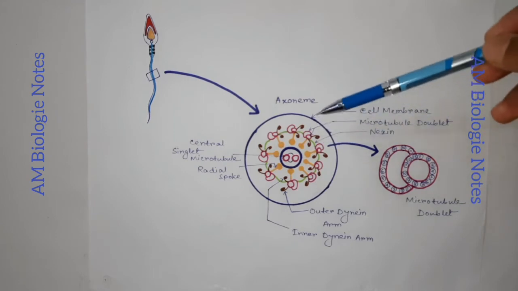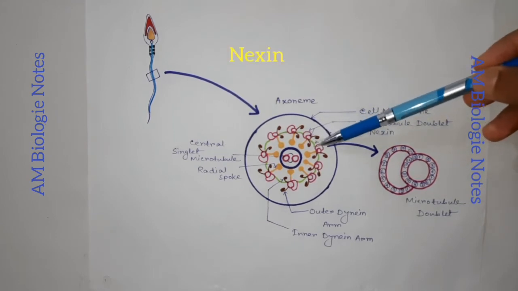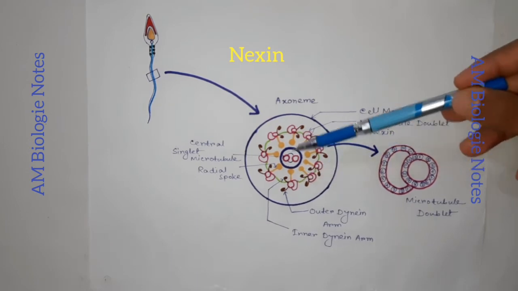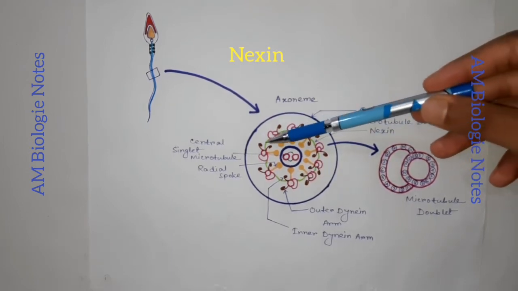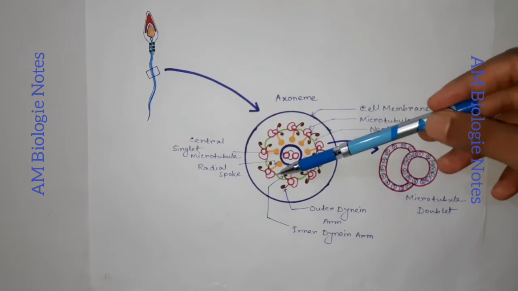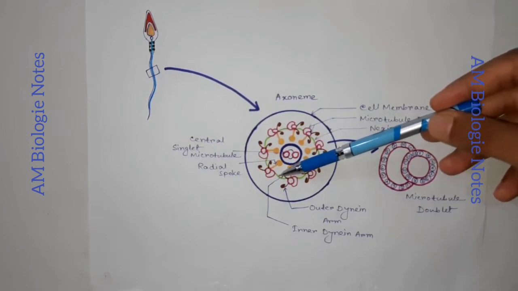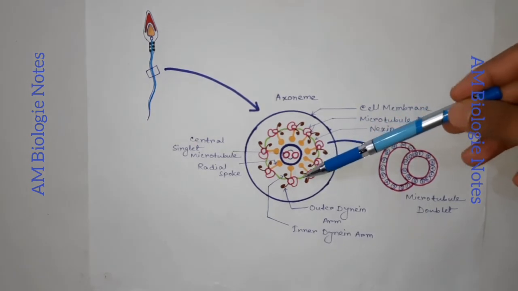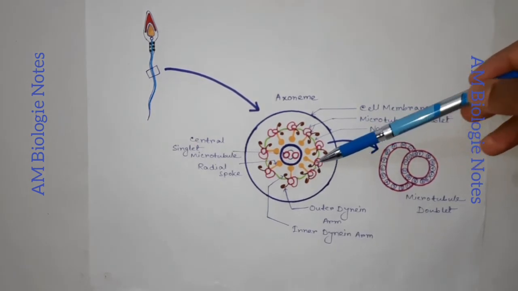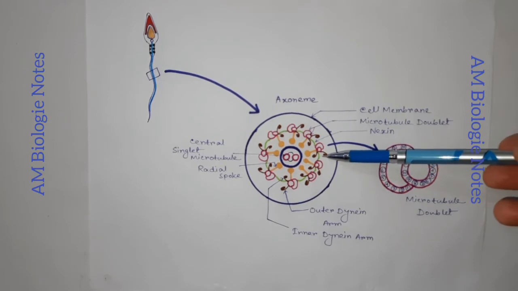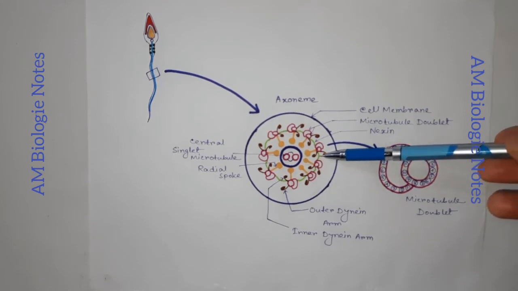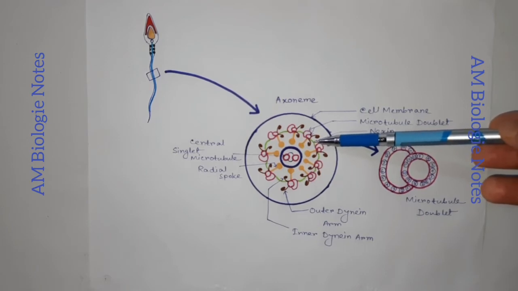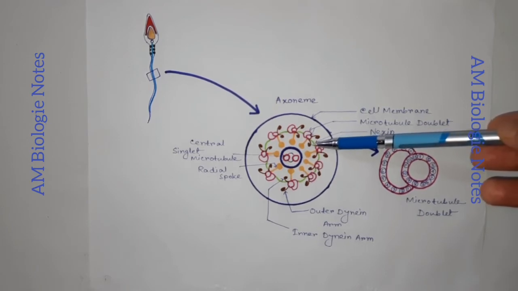There are other protein complexes called nexin, which are involved in the sliding between adjacent doublet microtubules and in the production of bend formation. The nexin connect each A tubule to the next doublet tubule and act as elastic elements to limit the amount of sliding and to return the doublets to their resting position.